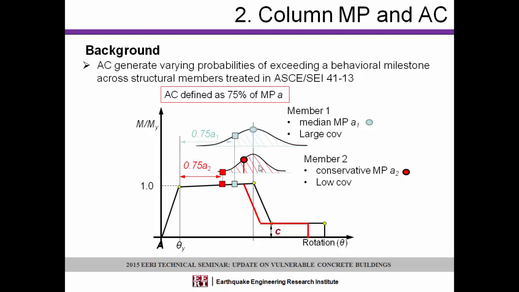And so we're trying to clean this up a little bit to define the modeling parameter at the mean, and rather than selecting the acceptance criteria as a percentage of the modeling parameter, we're trying to select them as a percentile of those parameters. So we get the same probability of exceedance for each of the acceptance criteria for all the elements across the document.